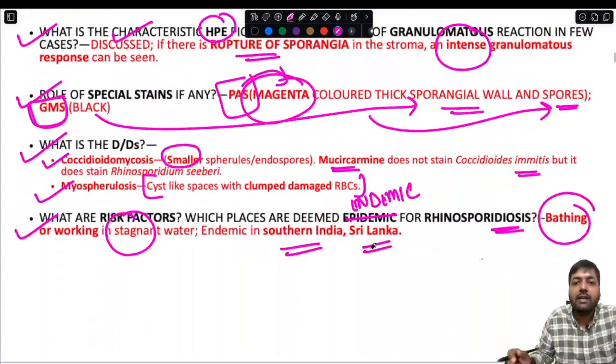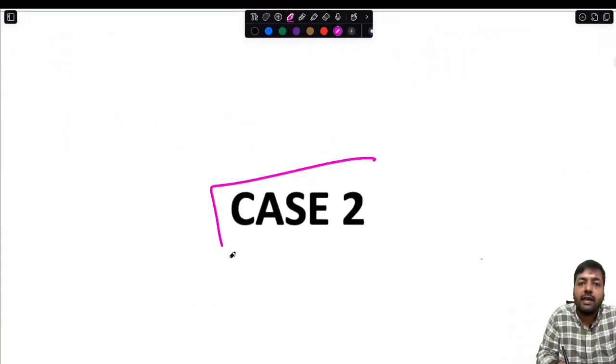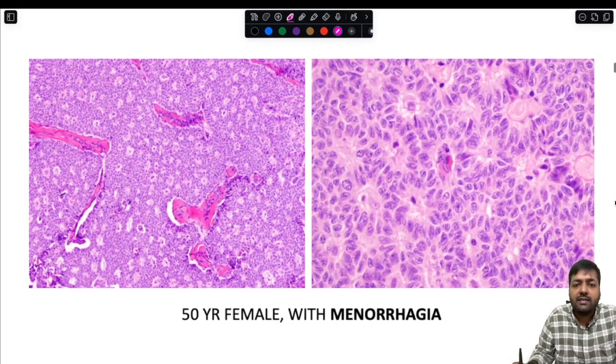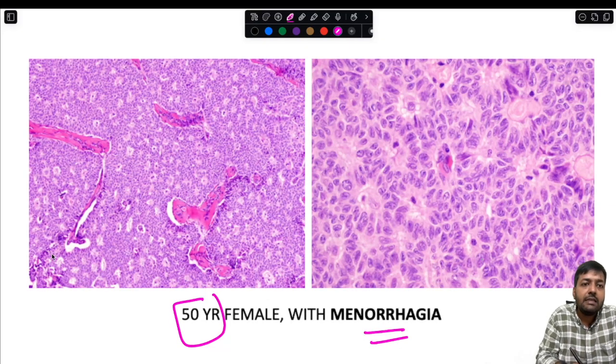Now coming to the next important exam slide, that is case number 2. This is a 50-year-old female presenting with menorrhagia. So what we can see over here, we can see sheets of small round blue tumor cells, which are punctuated by spaces. Okay, punctuated by spaces, as we can appreciate over here.